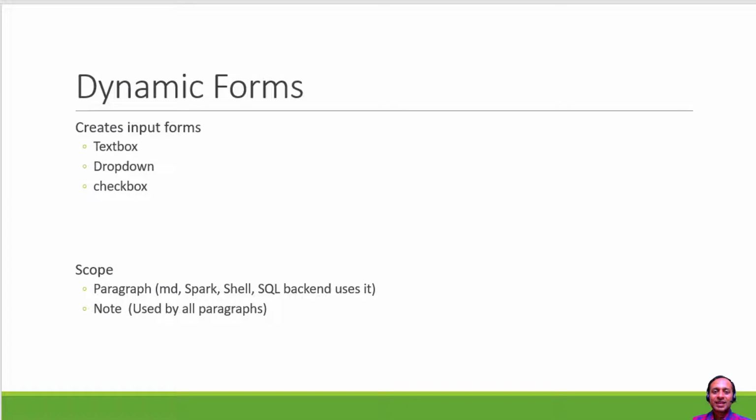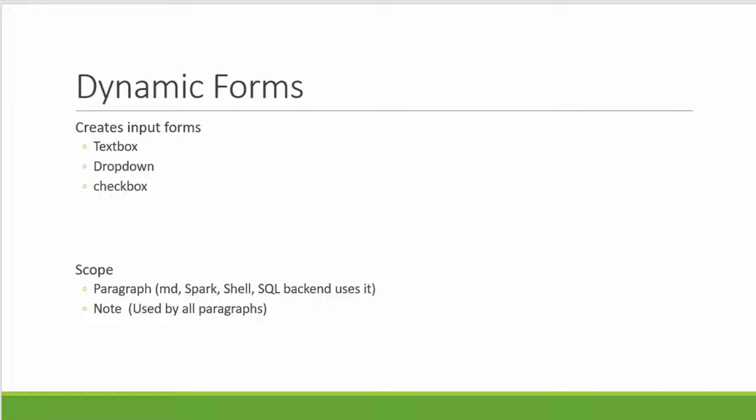Let us understand how dynamic forms work within Zeppelin. Within notebooks, we can have dynamic input forms like text box, drop down, and checkboxes. Sometimes while doing the analysis within the query, rather than hard coding the value, I can get those values dynamically from the user and customize the query accordingly.